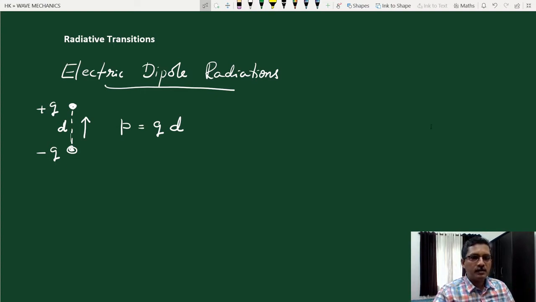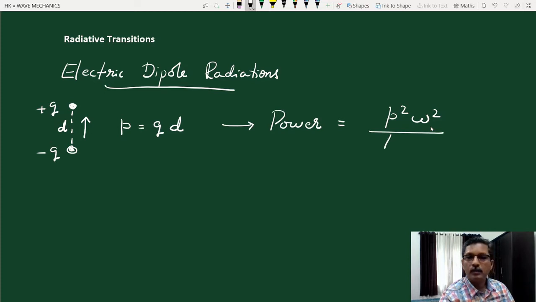So when this dipole is oscillating by swapping the position of the positive and negative charges, an electromagnetic radiation is emitted, and the power of this electromagnetic radiation is given by p squared omega squared divided by 12 epsilon 0 c cubed, where p is the amplitude of the oscillating dipole moment, and omega is the angular frequency of oscillation of this dipole. So this we have obtained from classical electrodynamics.